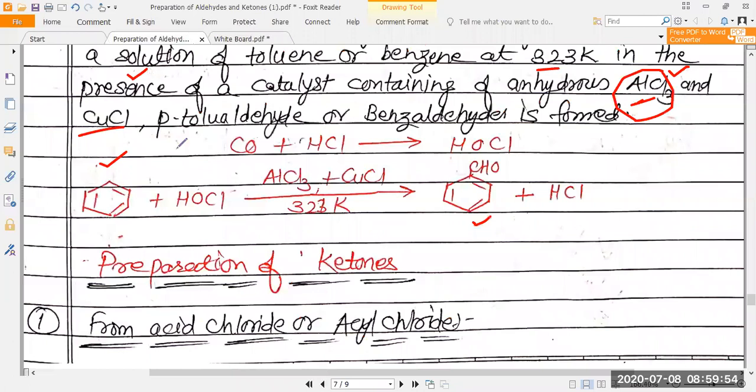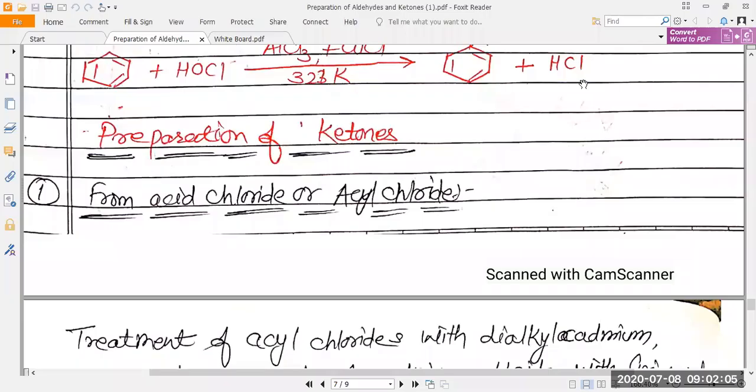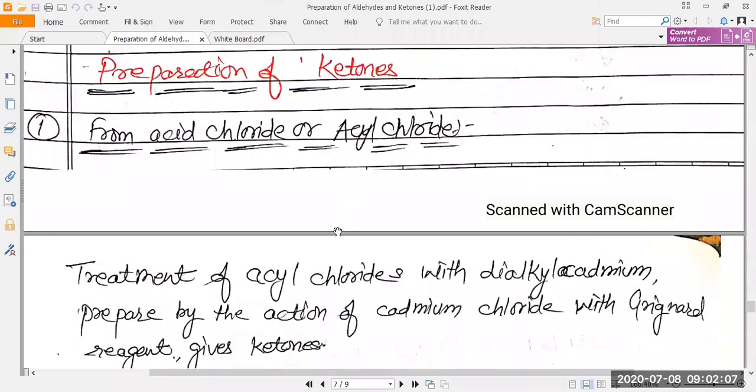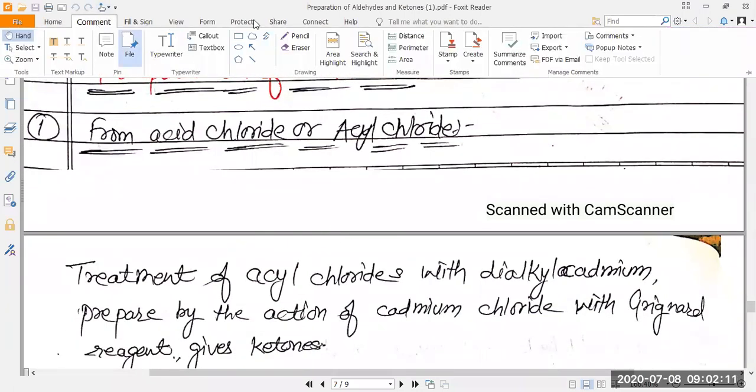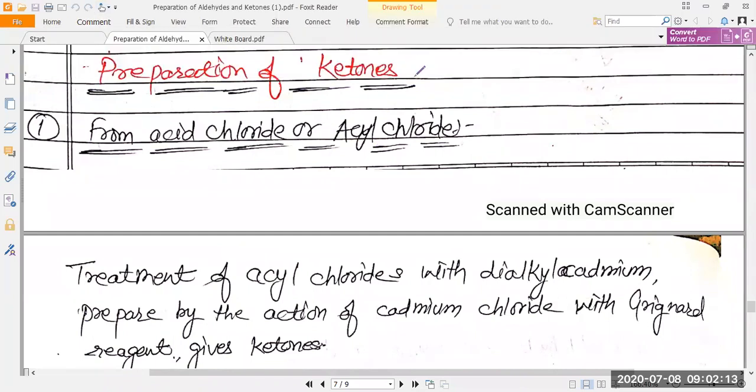Next, we are going to discuss preparation of ketones. So how are ketones formed? These are the next chemical reactions. Preparation of ketones from acid chloride or acyl chloride.